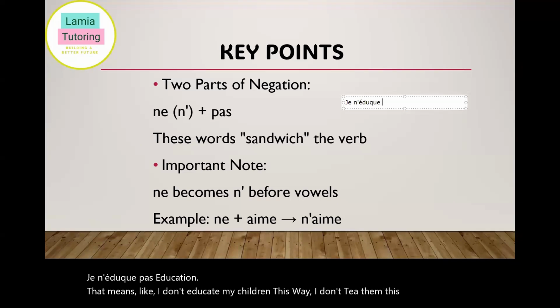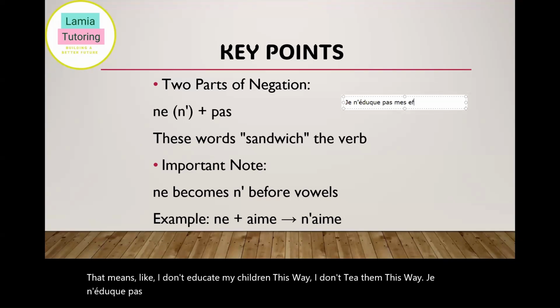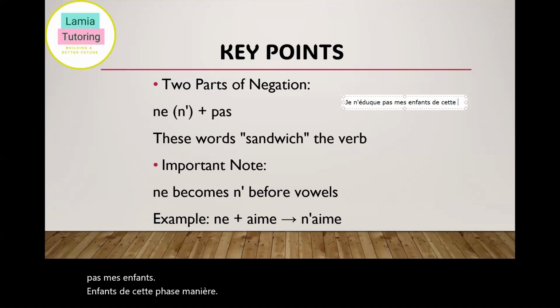Okay. Je n'éduque pas mes enfants de cette manière. Cette manière. Let's try. Manière. This one means I don't teach my children this way. Teach my kids this way. So manière is this way, basically. So that's an example of it. I want you to take this one in your notebook too, please. Okay.